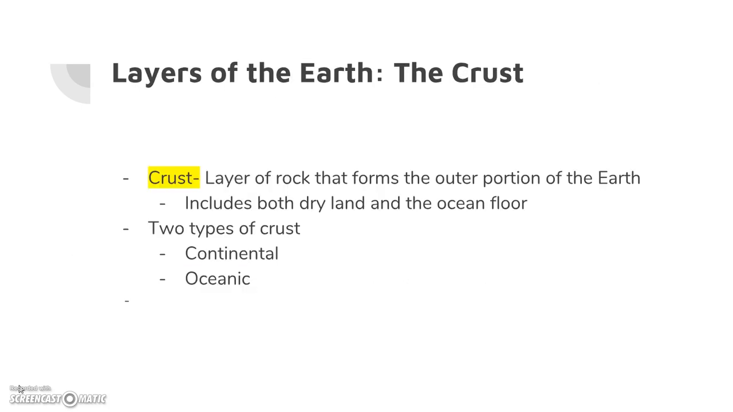So our first layer is the crust. The crust is the layer of rock that forms the outer portion of the Earth. It includes both the dry land and the ocean floor. And there are two types of crust, and right now I just want you to know what they are. We're going to go into more detail when we talk more about earthquakes and plate tectonics. And those are continental crust and oceanic crust.